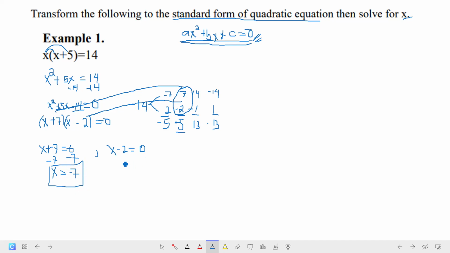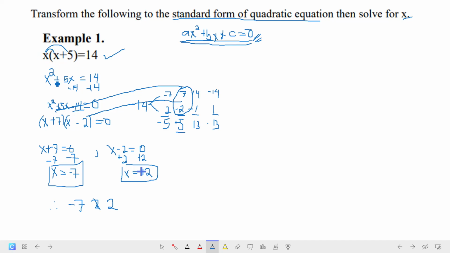Okay, we do the same here. So we will add the additive inverse of negative 2, which is positive 2, to both sides of the equation. So this will be cancelled. X now is equal to positive 2. Therefore, the values of x are negative 7 and 2.